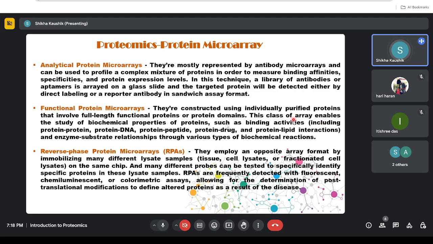Then you have a functional protein microarray. They are constructed using individual purified proteins that involve full length functional proteins or protein domains. So these are done basically to understand the full functional protein or protein domain present in your sample. This class of array enables the study of biochemical properties of the protein, such as binding affinity, protein protein interactions, because here we are looking at the functional aspect of proteins, as complete proteins are being used.